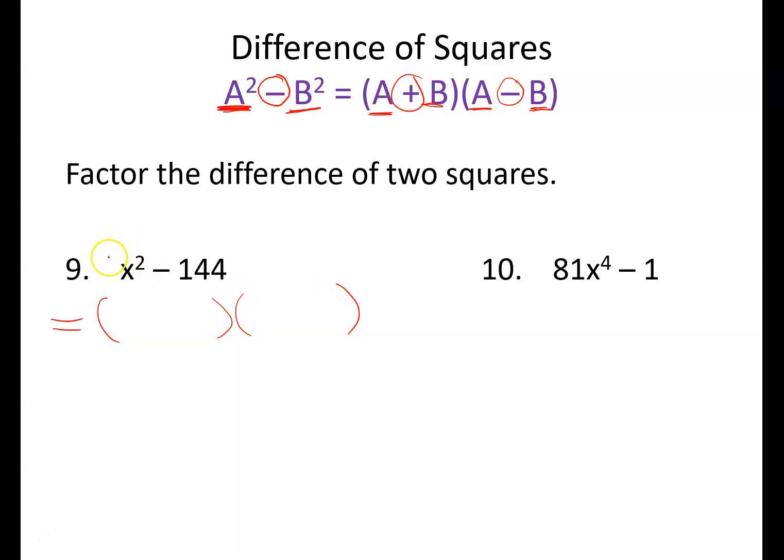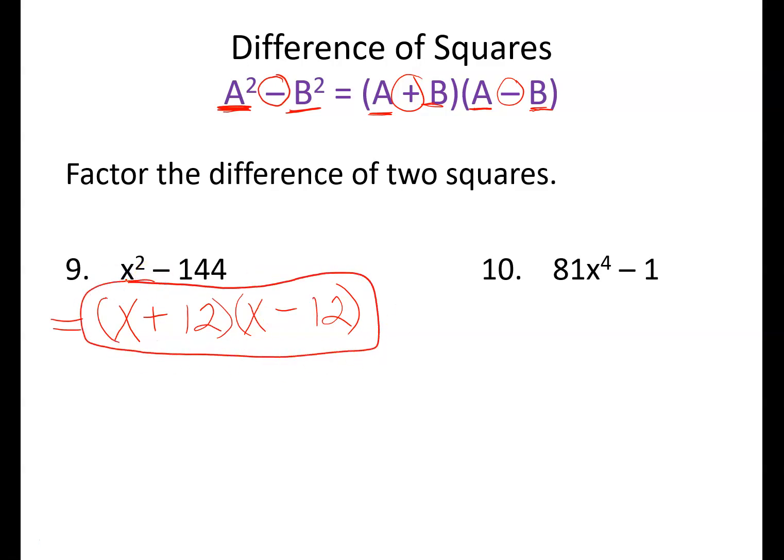And we take the square root of x squared, which is x, and we put that in the front. And we take the square root of 144, which is 12, and we put that in the back. And we're going to put in one plus sign and one minus sign. Again, it doesn't matter which you put first. And that is it. That is how you factor a difference of squares.